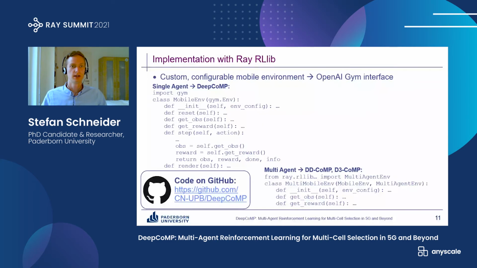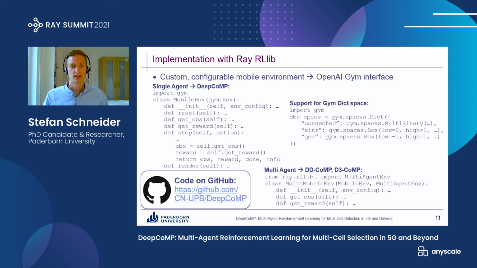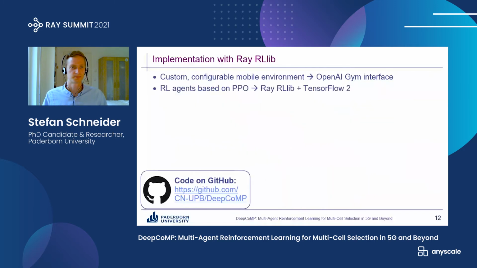But for example, I could simply use the reset, the step, and the render functions, which implement all the main logic of this environment. What's also very handy is that RLlib supports gym dict spaces, so I can define my observations here simply as a dict, combining a multi-binary observation space for the connected observation, and then a continuous box space and another continuous box space for the other observations, which is really useful and simple to do, but it's not supported by many other frameworks. So that's also a nice extra here.